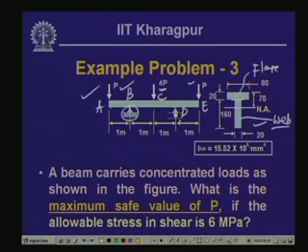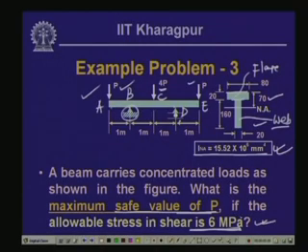Now, here the neutral axis position is given, which is at a distance of 70 millimeter from the top of the beam, and the moment of inertia of this particular cross section is also given. What we need to know is the maximum safe value of P, so that the shearing stress does not exceed the allowable stress limit of 6 megapascal.